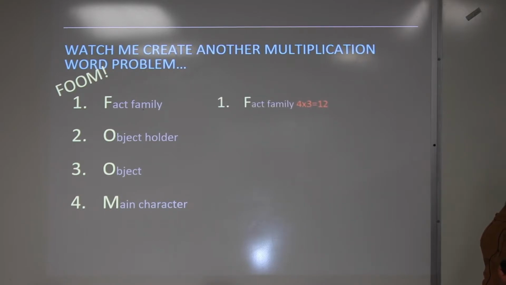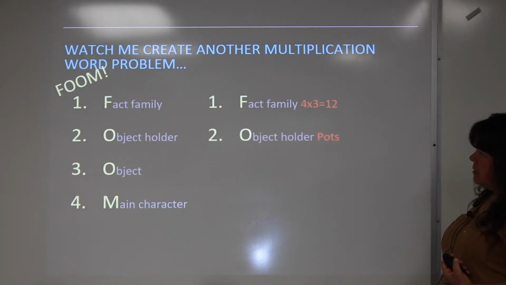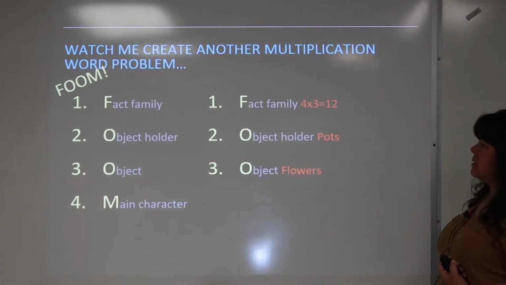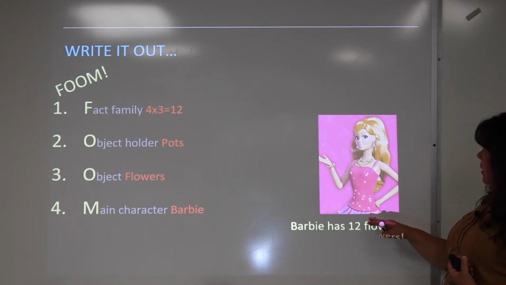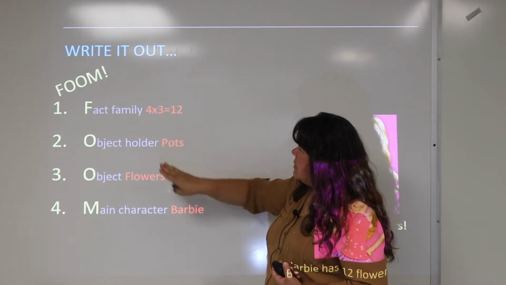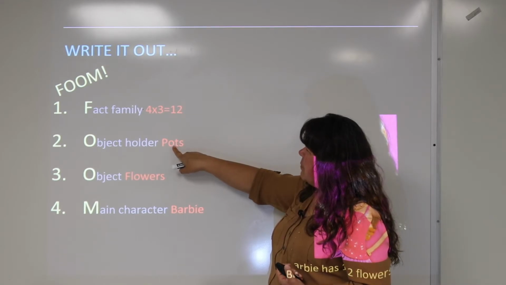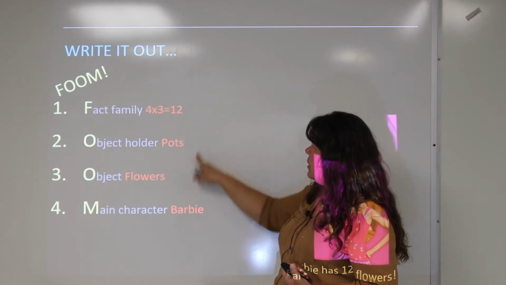Okay, here's another one. We're going to use 4 times 3 equals 12. Object holder is pots. I'm going to have some flowers in those pots. So it's not cooking pots, it's going to be flower vases. And my main character in this case is going to be Barbie. So writing it all out, I have Barbie. She has some pots, and you figure out how many pots, whichever one of these numbers. How many flowers, you use this other one. How many does she have all together will be this answer.